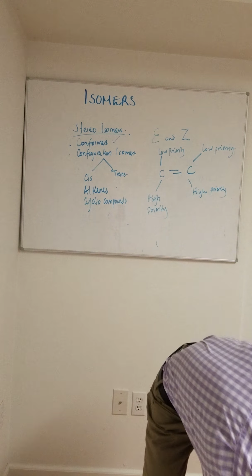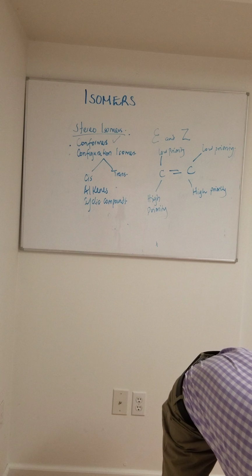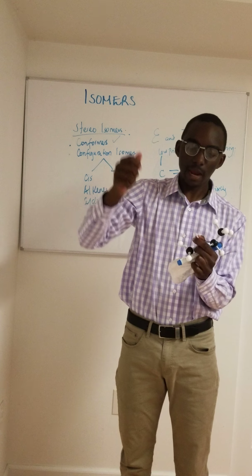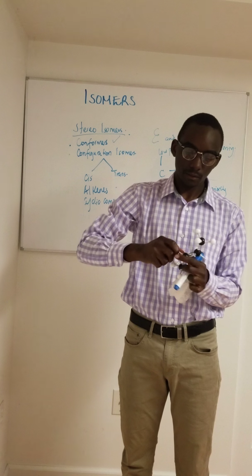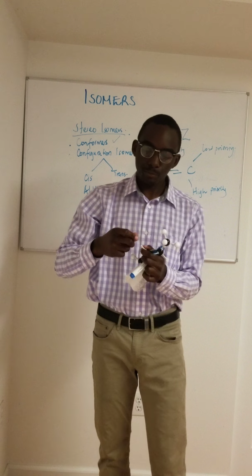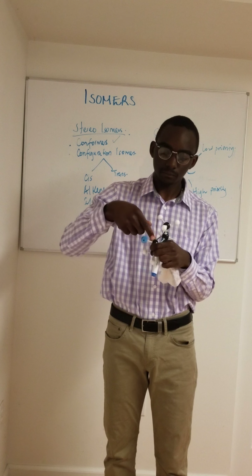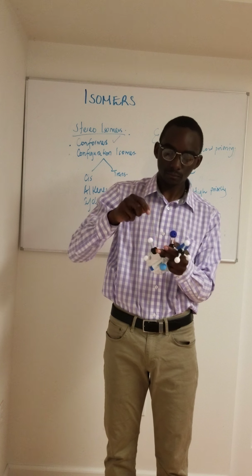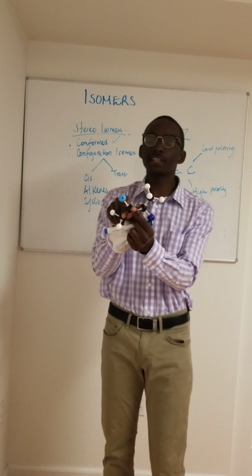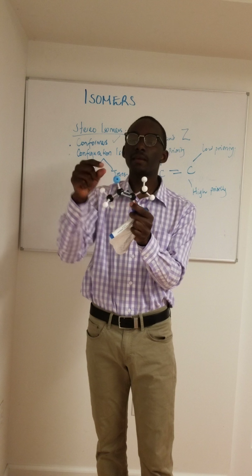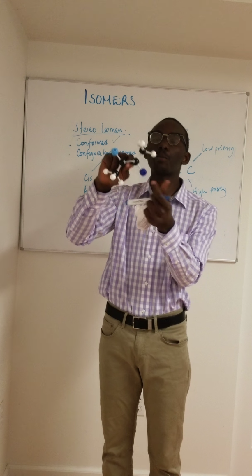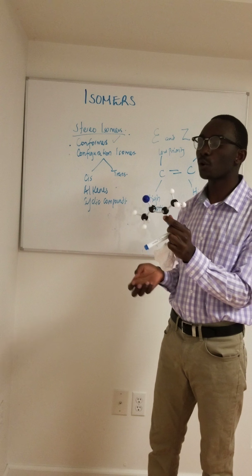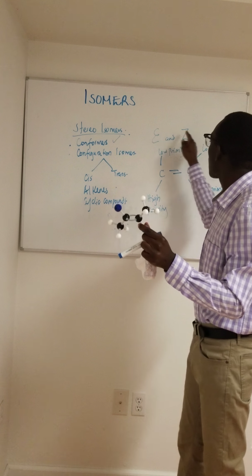Now, for example, if I may modify my structure here, if I take off these hydrogens and I replace them with other different atoms, so I've taken off the hydrogens and I have different atoms. Let me say this is nitrogen and this is bromine. So I cannot name this as cis and trans. So what I will do, I will use the E and Z system.